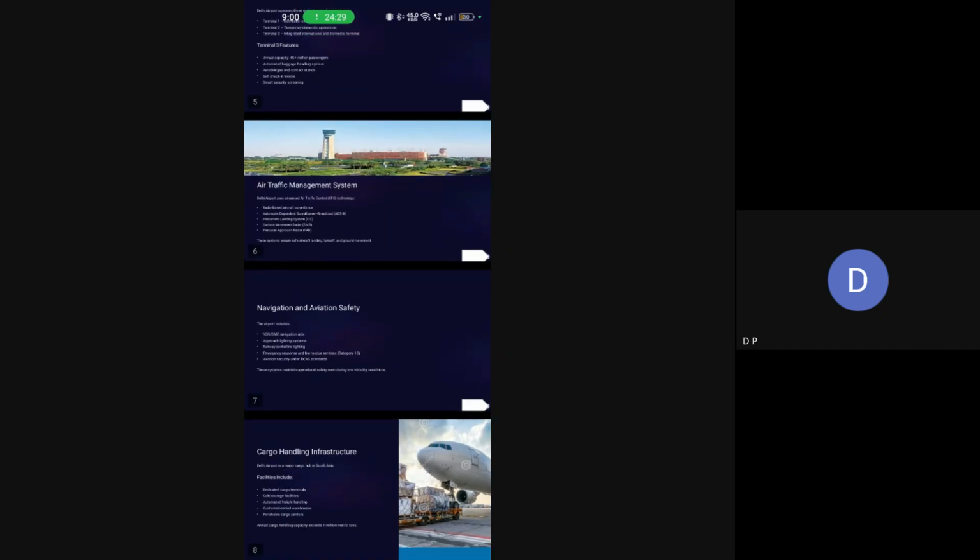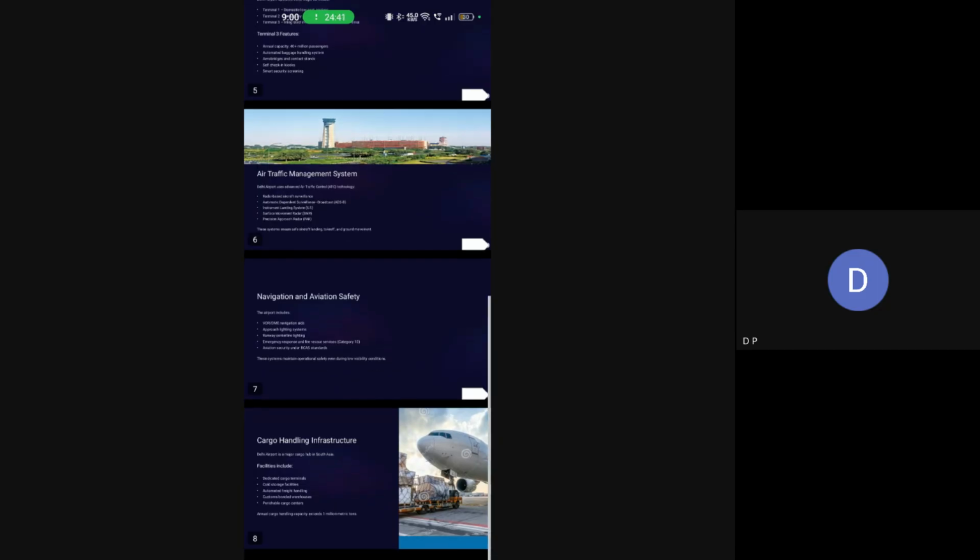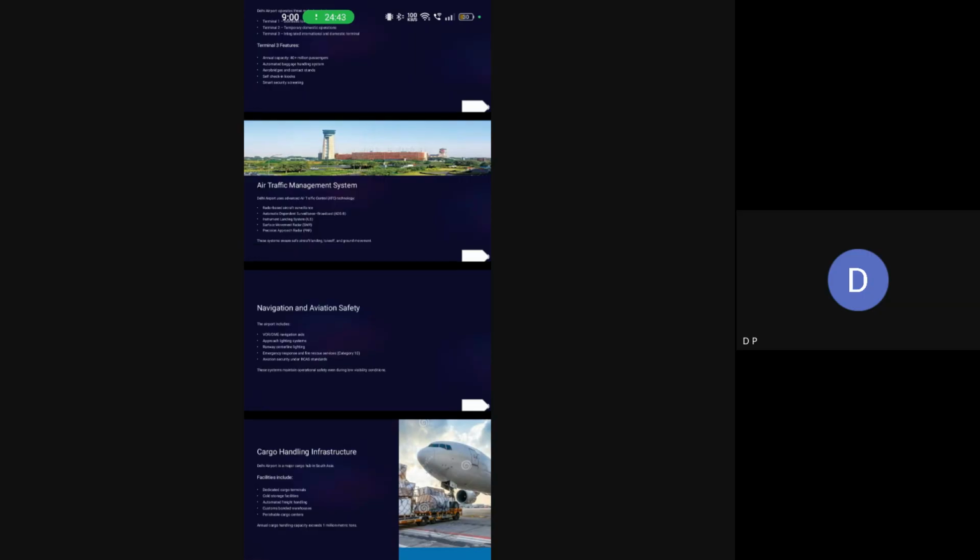Cargo handling infrastructure. Delhi Airport is a major cargo hub in South Asia. Facilities include dedicated cargo terminals, cold storage facilities, automated freight handling, customs bonded warehouses, and perishable cargo centers. Annual cargo handling capacity exceeds 1 million metric tons.